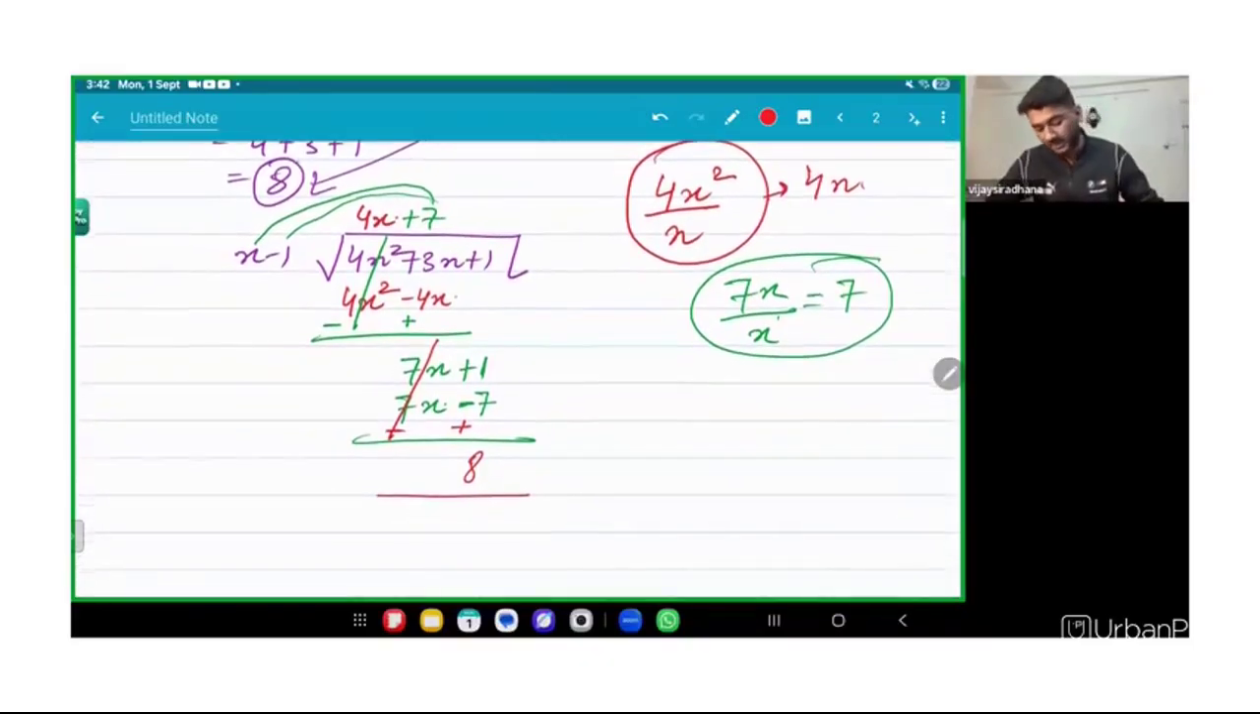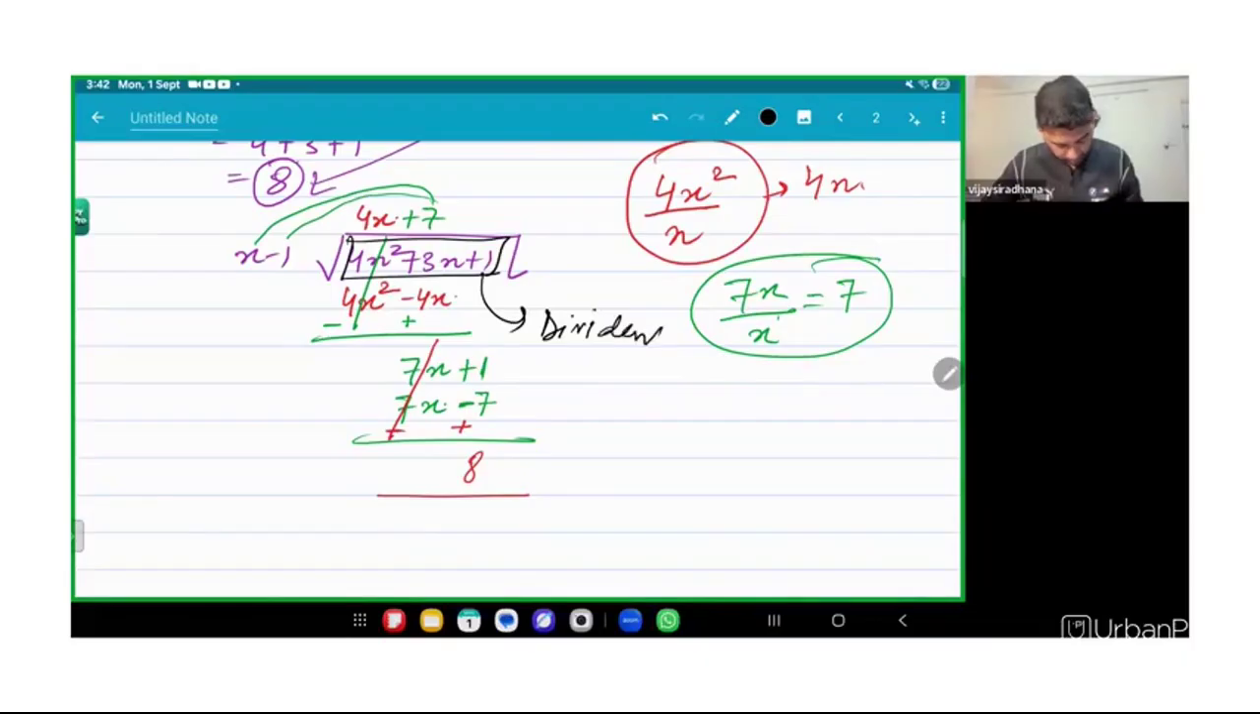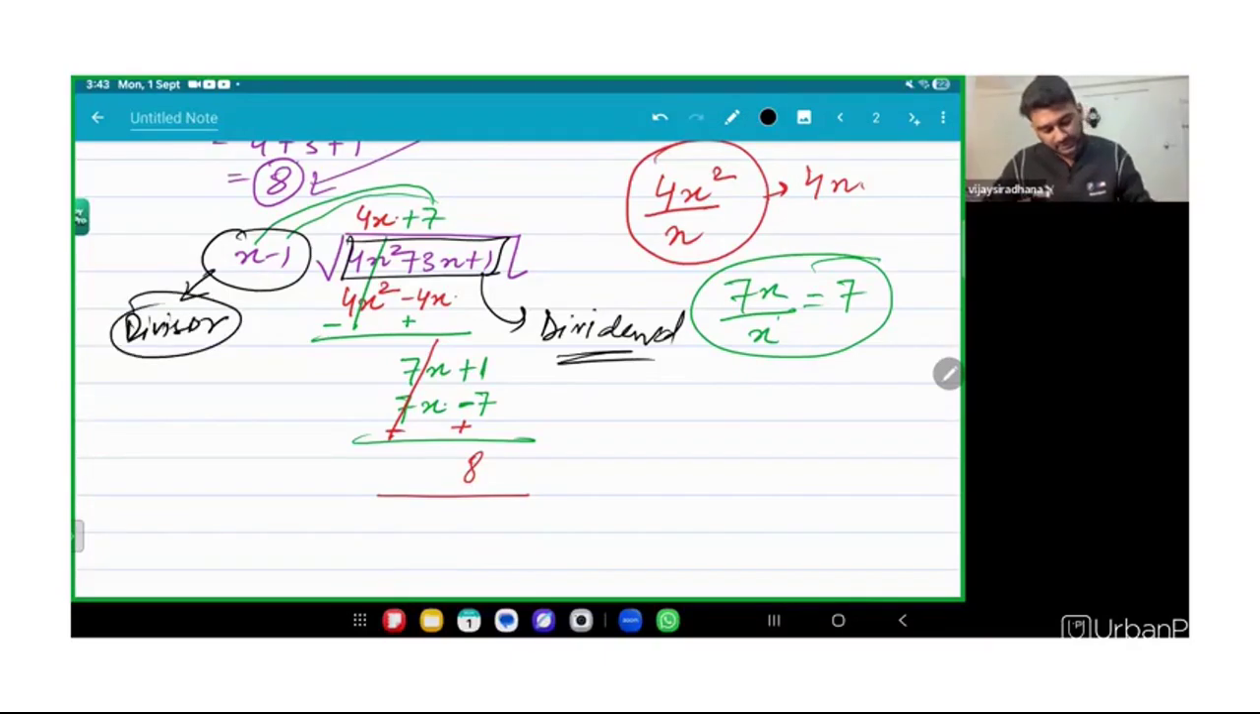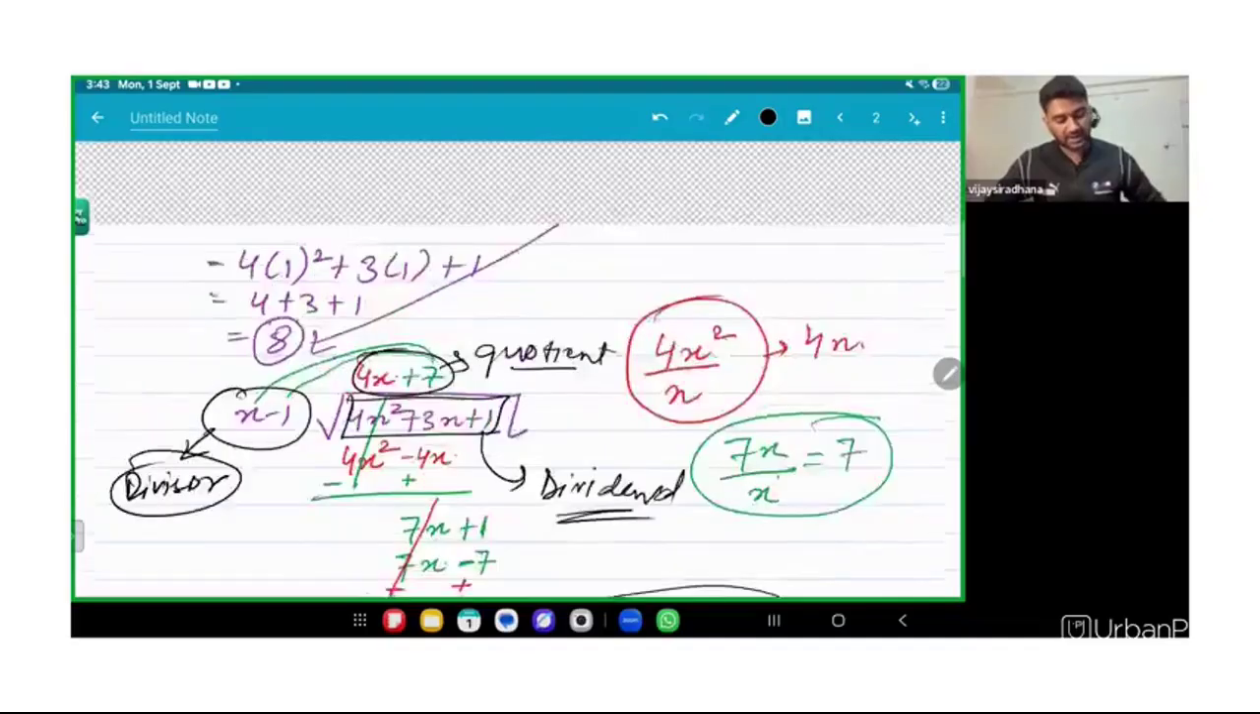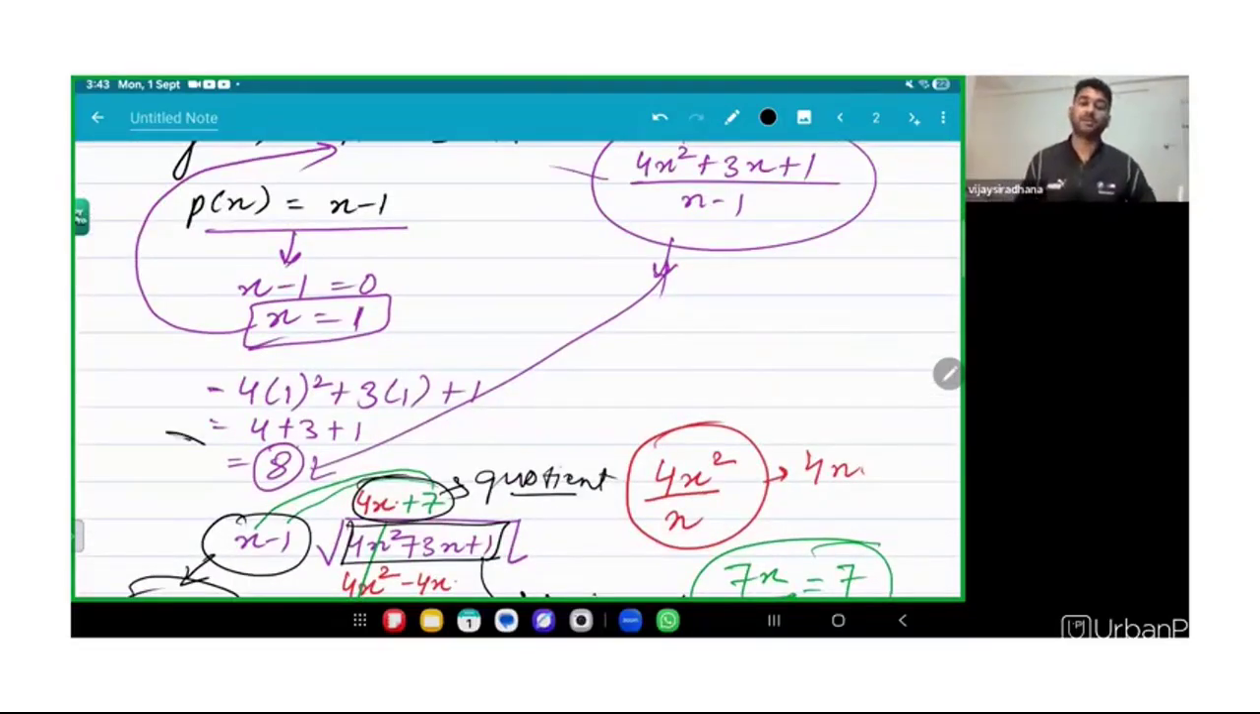So over here, these are the few things you might be getting, that 4x square plus 3x plus 1 is nothing but it is a dividend. And this is divisor. This is quotient. And this one will be the remainder. We did with the long division method and as well as by value putting method.